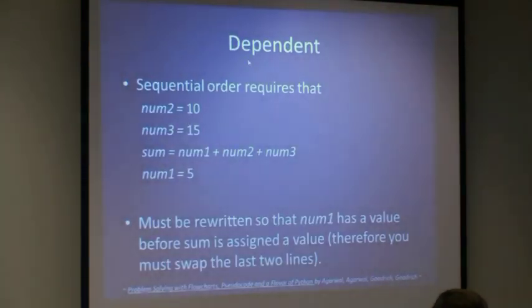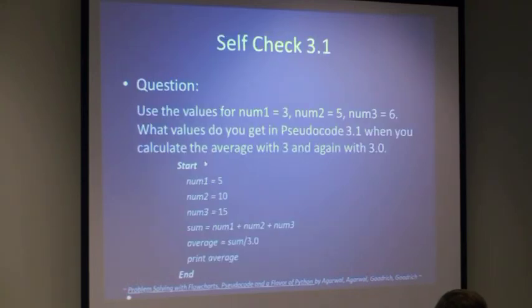Almost done. So coming to dependencies again, what's wrong with this sequence of things? You're trying to calculate the sum based on num1, and it's not defined yet. So you've got to exchange the position of these 2 statements, right? I mean, this should be here, here, or here, not here. Okay.